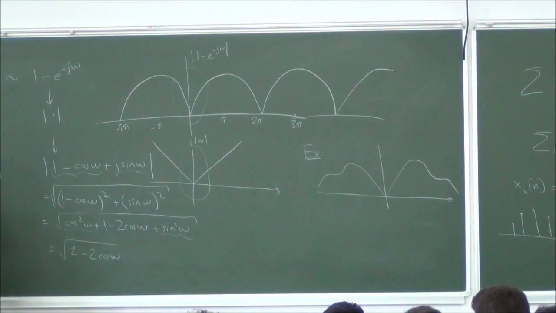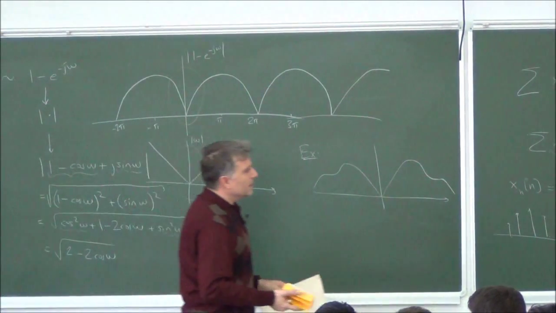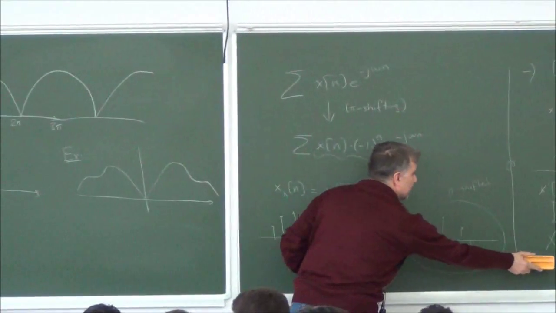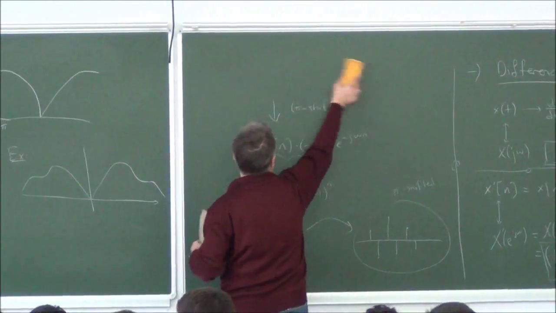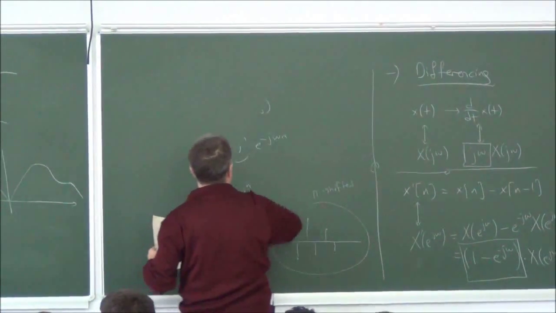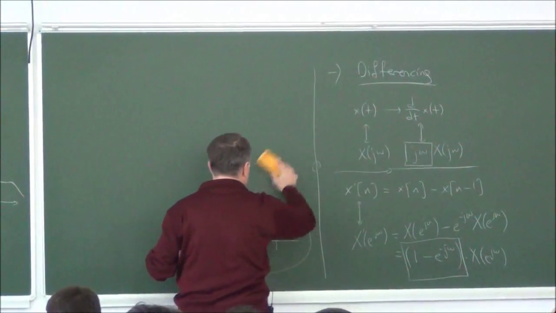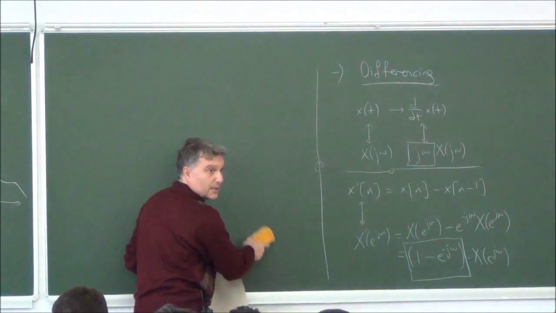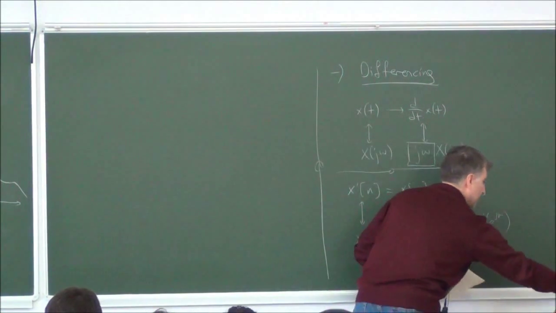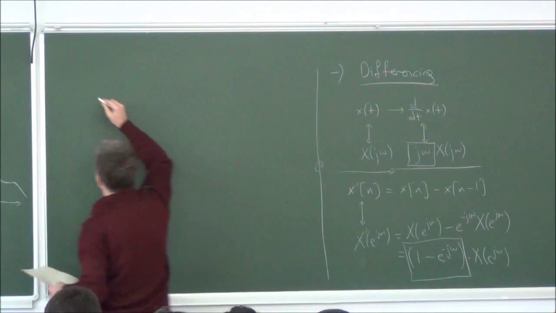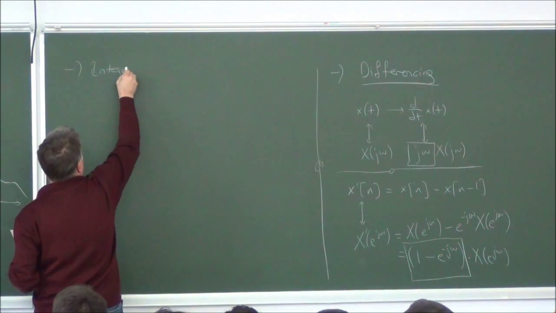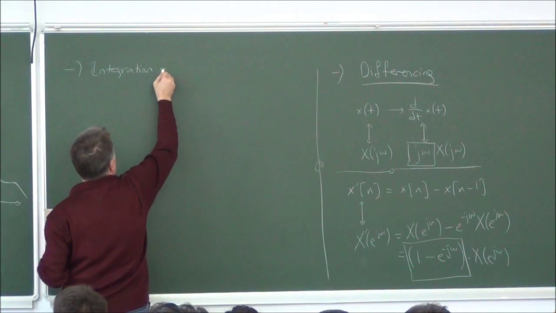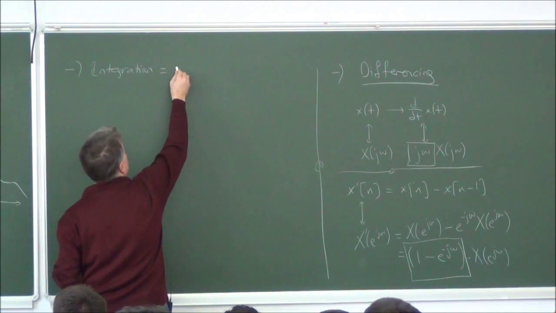Then if this is the derivative operator here that we have, or continued with examples over there, then what can we say about the integration? And in discrete time, the integration is an accumulation, a summation, in other words. So differencing is this. Integration is, for our case, accumulation.